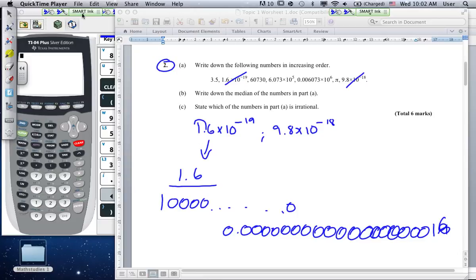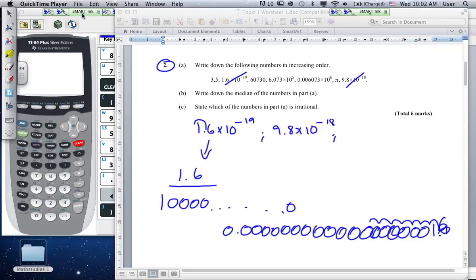If it's a negative exponent, we're going to move the decimal place 19 places to the left. So, for instance, I was over here, it would be 1, 2, 3, 4, and you'd have to keep on going 19 places. With negative 18, you're going to move it 18 places to the left. Good.